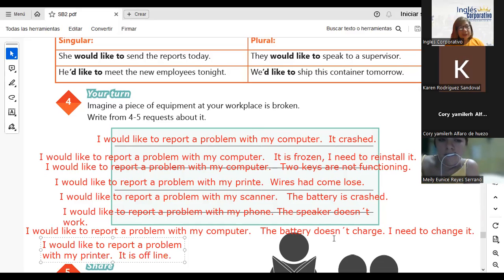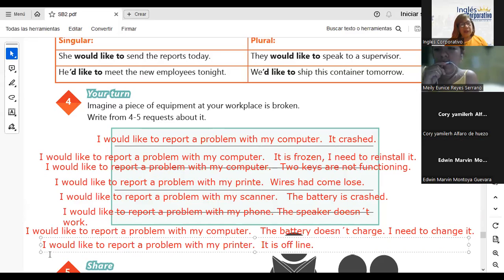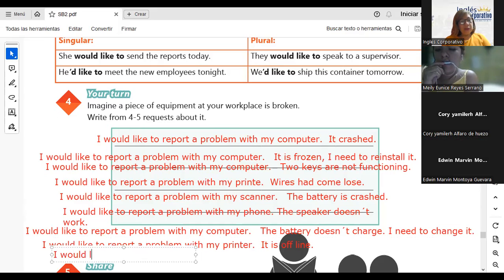Okay, next. I would like my computer. I would like to report, right? To report. My computer. I would like, but when you say I would like to, you need a verb. Se necesita un verbo después de la frase I would like to. You can say something other than report. We put it this way because what matters most here is the phrase that comes after: it crashed, it froze, the keys are not functioning.